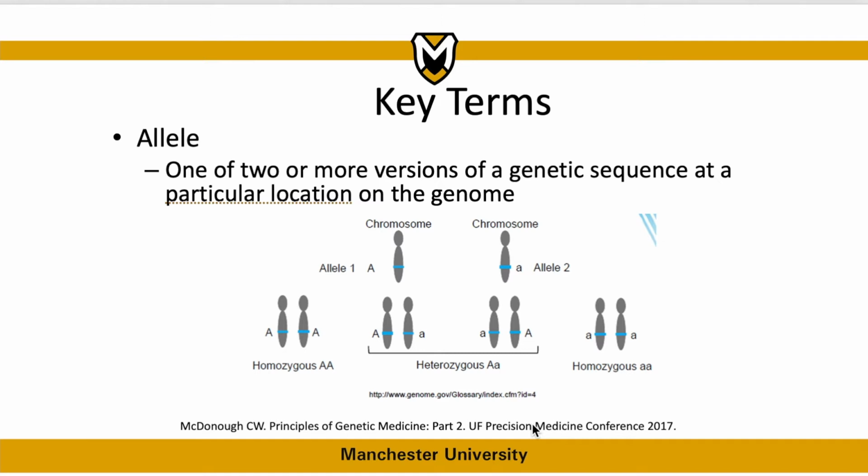An allele is one of two or more variations of a genetic sequence at a particular location on the genome. So if we have two chromosomes, one from each parent, let's say, for example, we have allele 1, which is big A, and allele 2, which is little a. You can technically have 4 different variations, which you could have homozygous big A. You can have heterozygous big A, little a, which actually would mean the same result. Or you can have homozygous little a.